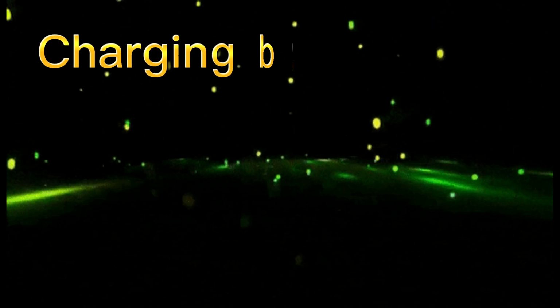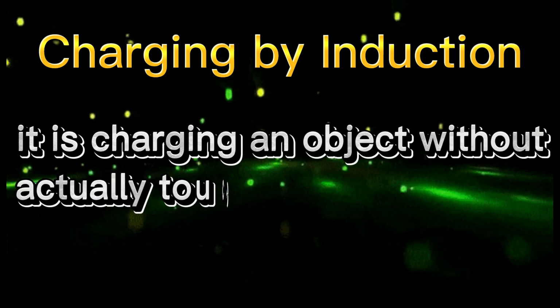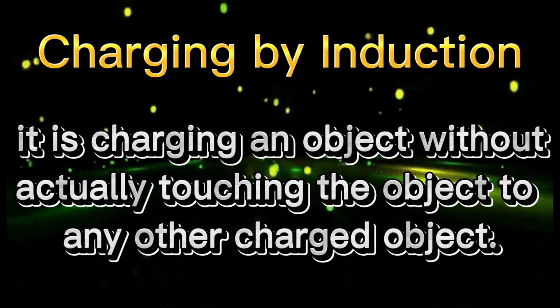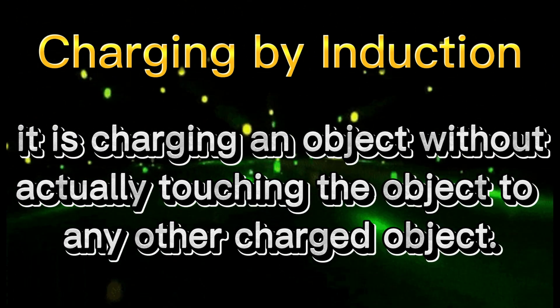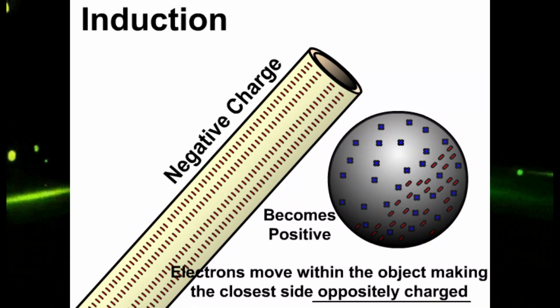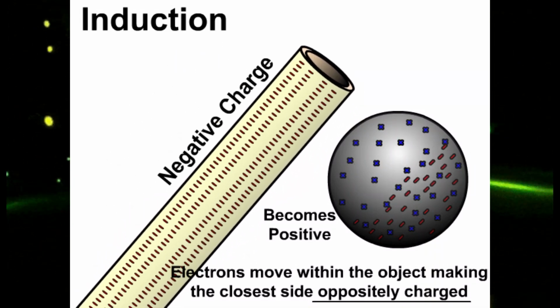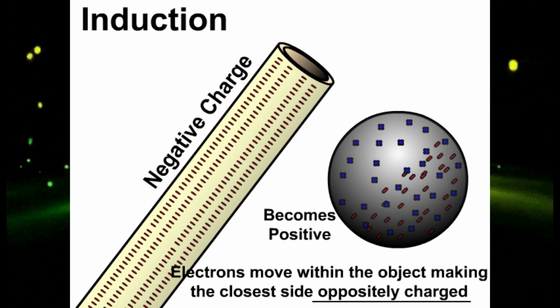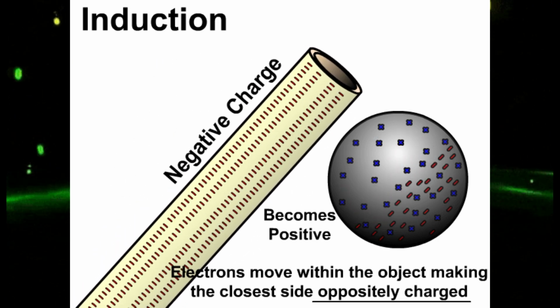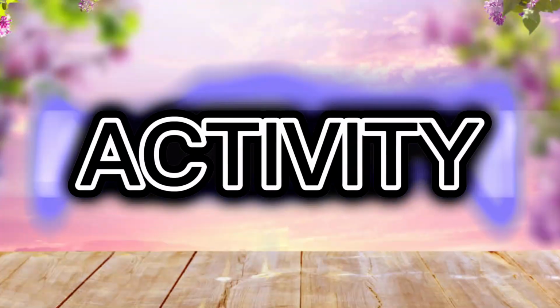Lastly, we have charging by induction. It is charging an object without actually touching the object to any other charged object. It is the movement of electrons from one part of an object to another part because of the presence of an electric field in a separate object.